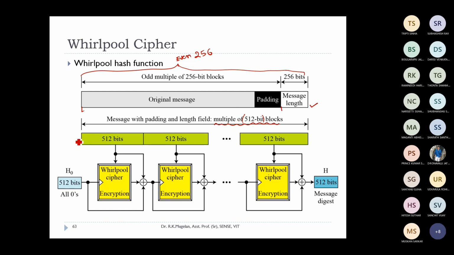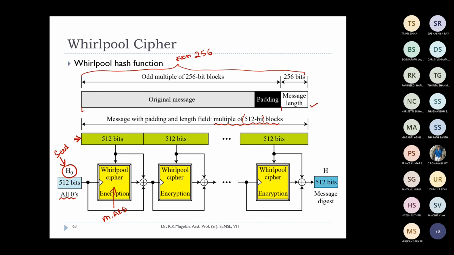Here the input message blocks are given in terms of 512 bits, and the seed value is also made up of 512 bits. Inside this you have a Whirlpool cipher, which is nothing but your modified AES algorithm. The unique feature of this Whirlpool cipher is that the 512-bit seed value is made up of all zeros. All 512 bits will be zeros.